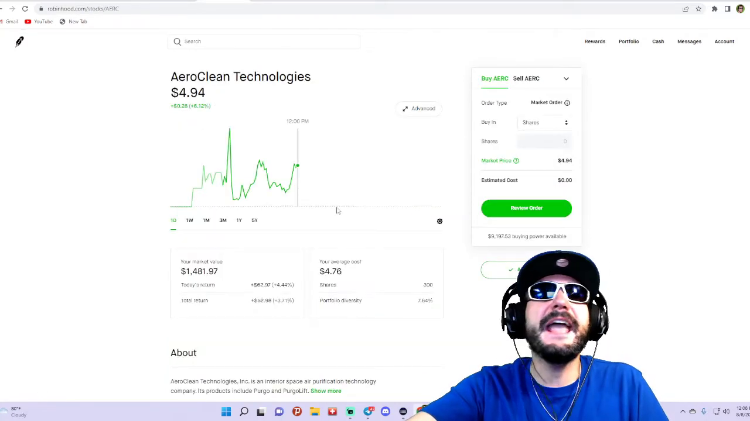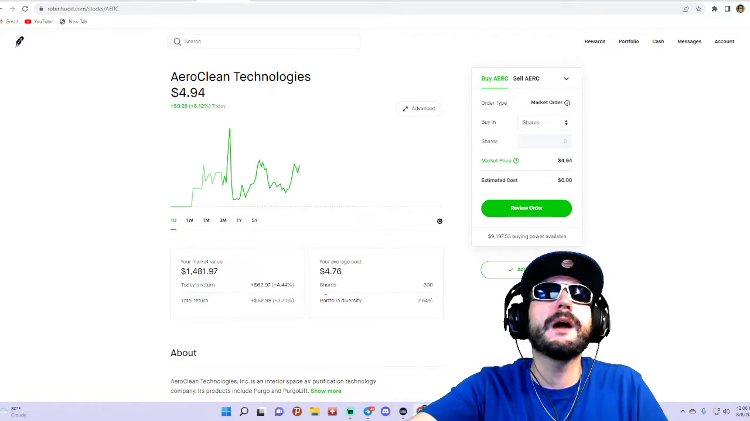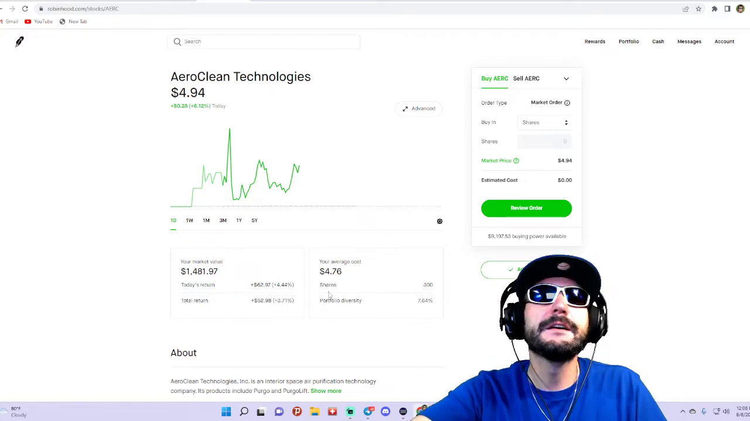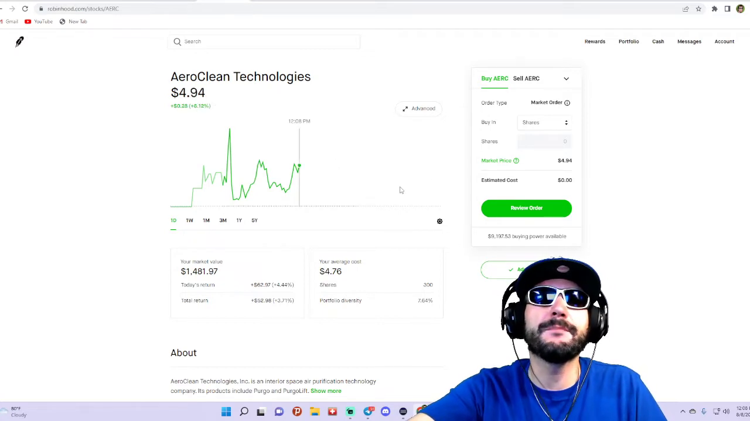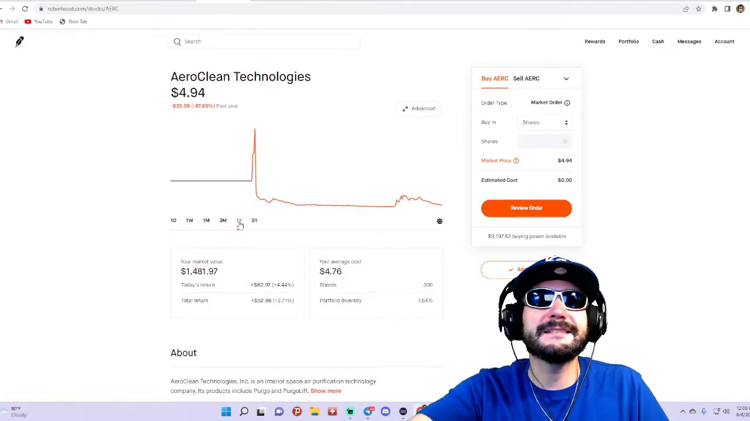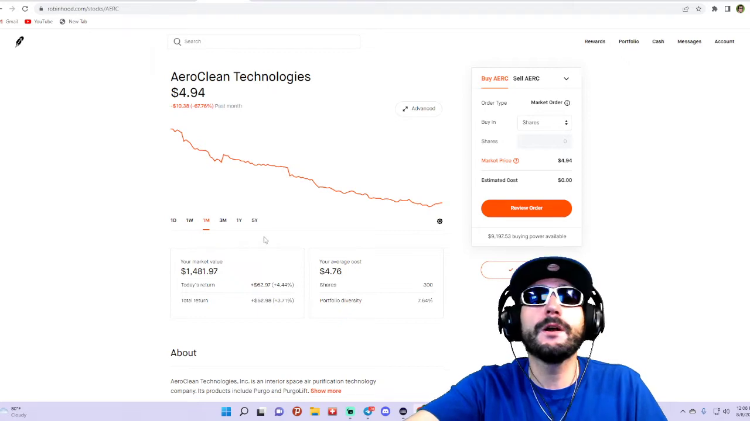I also got AERC. These are the positions I opened today. So if I were to try to sell this today, which maybe I will, I'll show you guys an example. But you can see I got it at 476. It went up to 494. Already made a nice profit here, 3-4%. Obviously, that's not where I want to be. I'm not ready to exit out of this yet, but if I wanted to, I could.